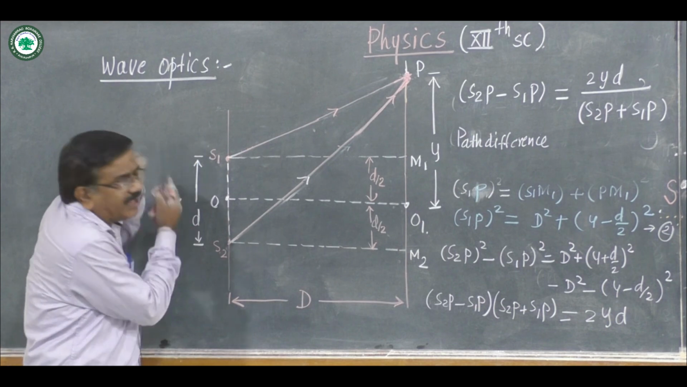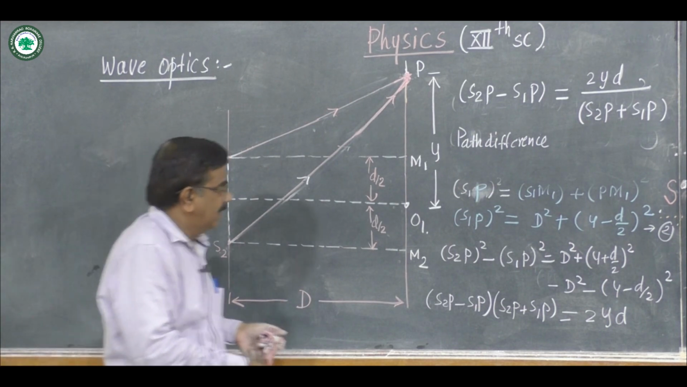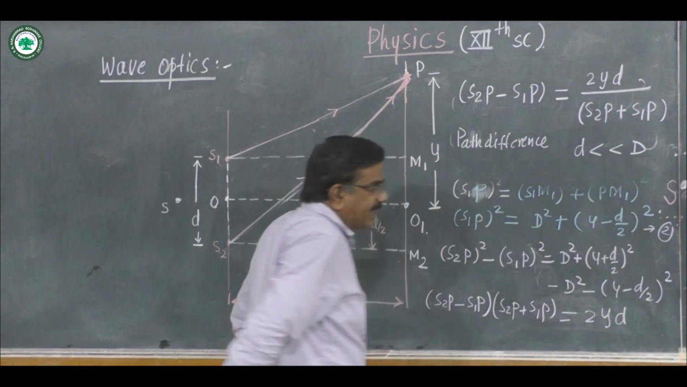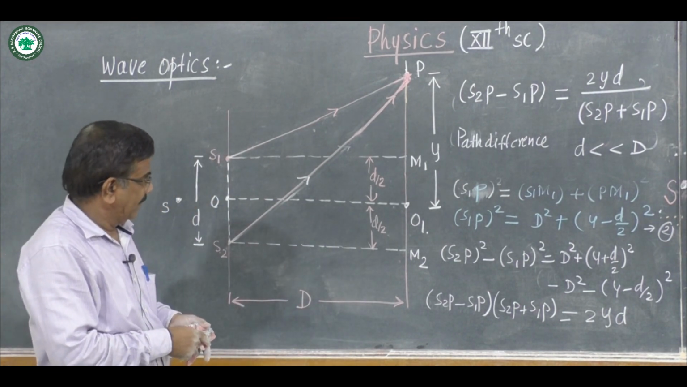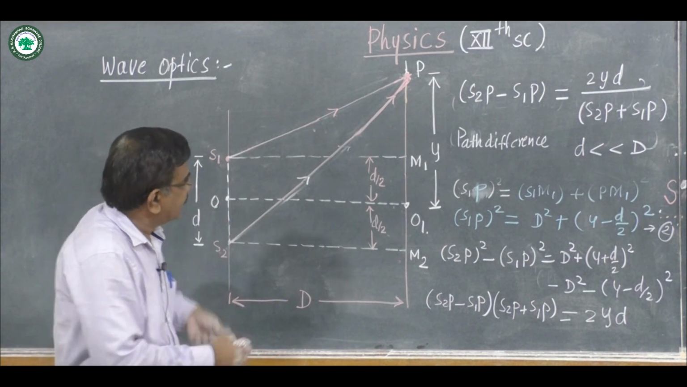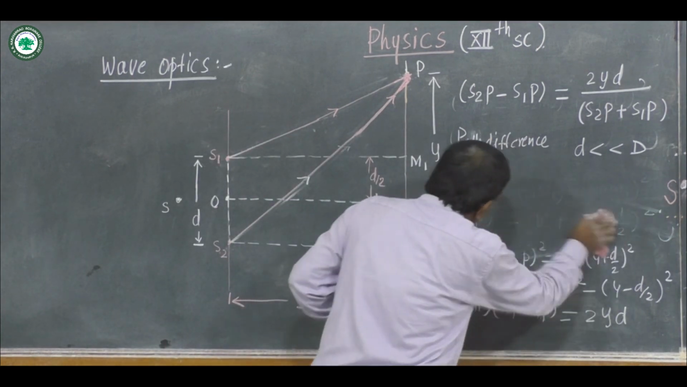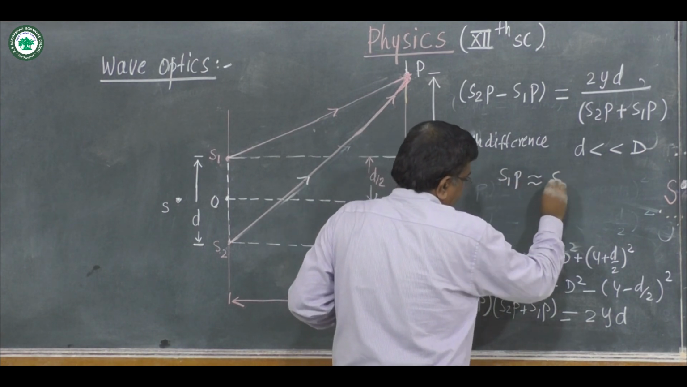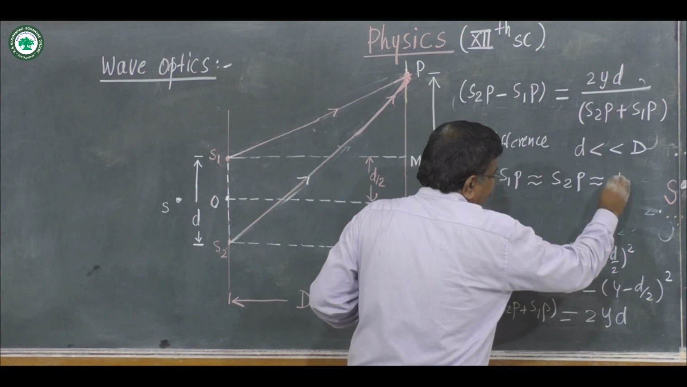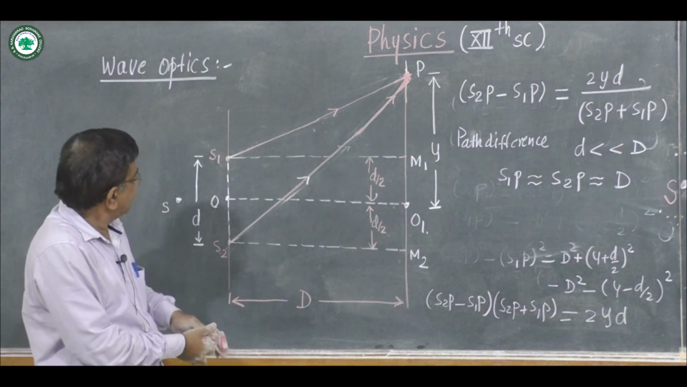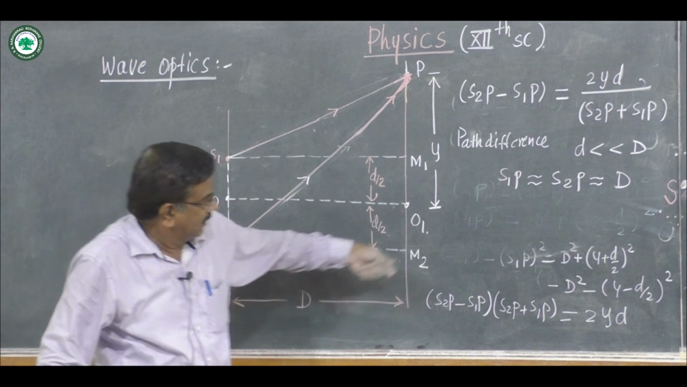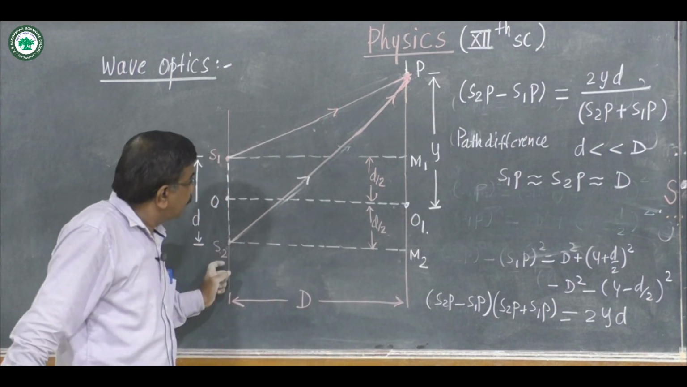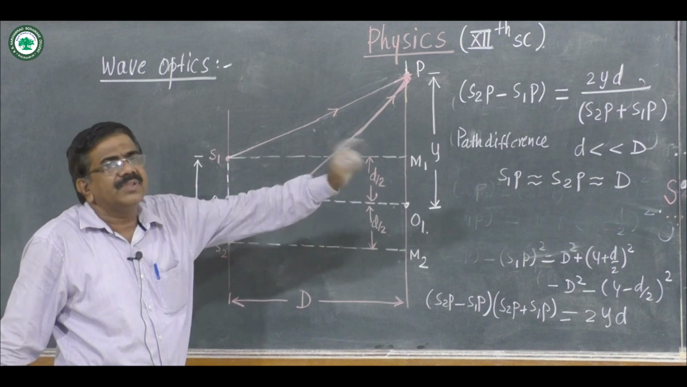But this distance small d between the slits is very, very small as compared to capital D. Hence, S1P is nearly equal to S2P, and that is nearly equal to capital D. As the distance between the two sources is very small, small d is very, very less than capital D, so S1P is equal to S2P, nearly equal to capital D.